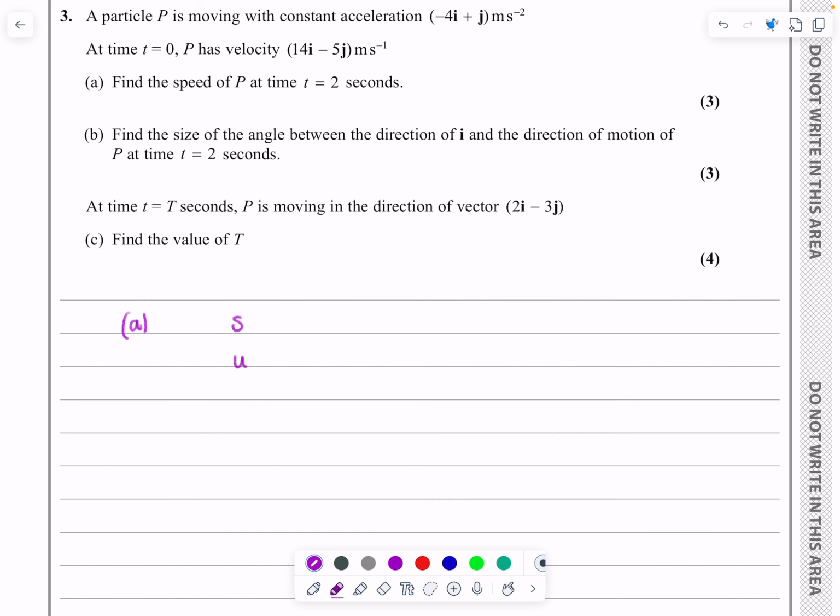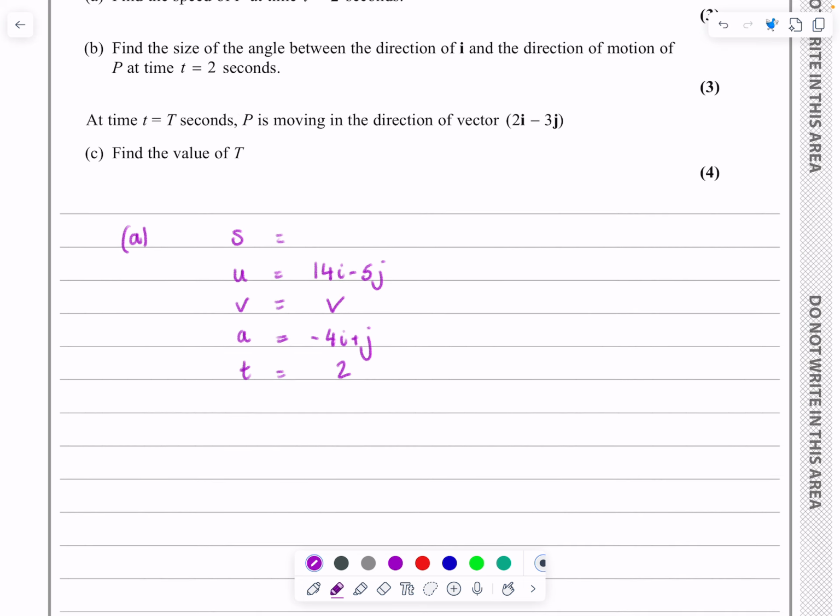Let's write down our suvat. We have that u is equal to 14i minus 5j. V is what I'm trying to find, or rather speed. Speed will be the magnitude of that velocity. They've told me that the acceleration is minus 4i plus j, and they've told me that t is equal to 2. So if I've got v, u, a, and t, and I'm trying to work out v, I can simply use the equation v equals u plus at.